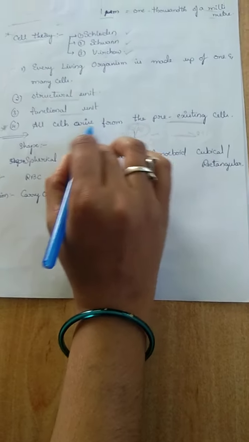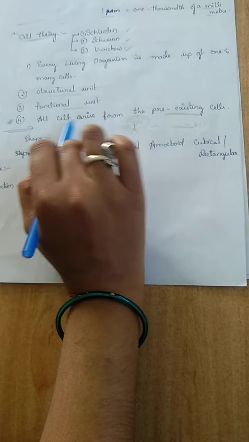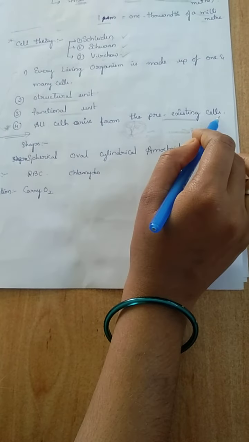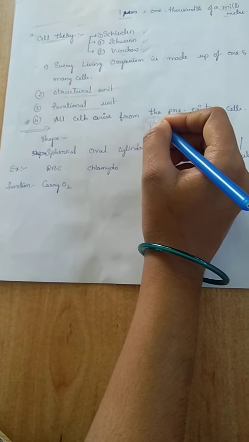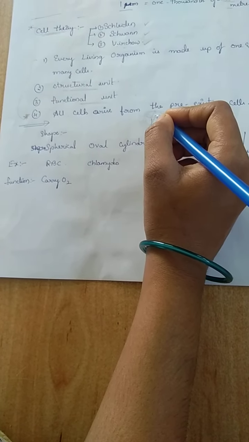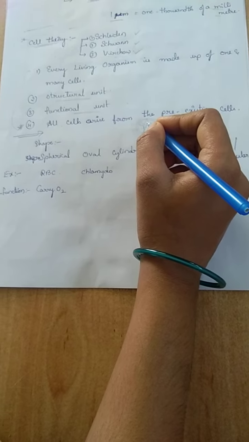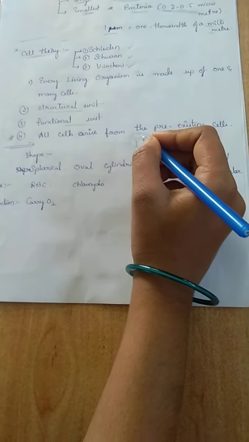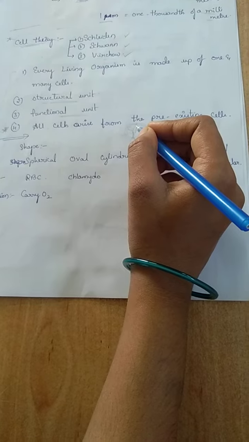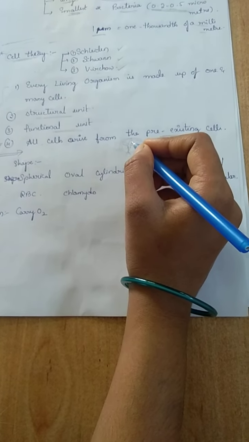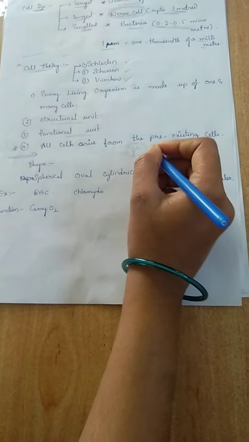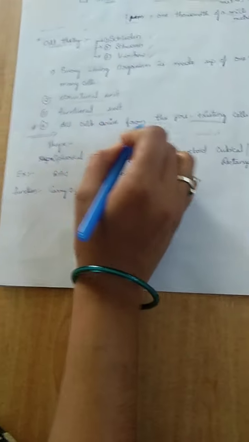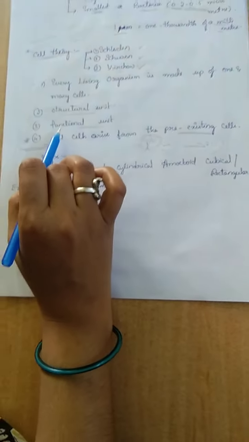Here what they are telling is, all cells arise from pre-existing cells. If we take one plant, that plant flowers and produces seeds, and from the seeds again new plants will arise. That means the new plants are arising from the pre-existing plant. That is the point: all cells arise from pre-existing cells. These 4 points are very important in the cell theory.